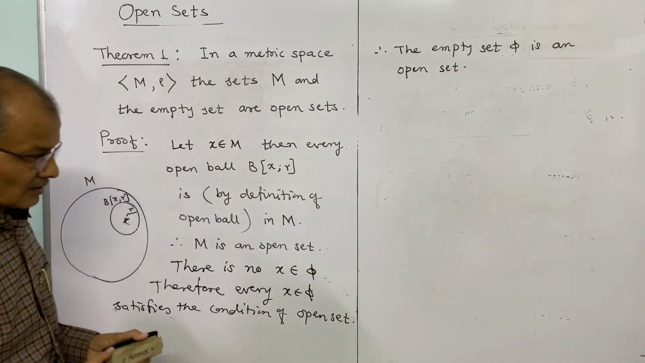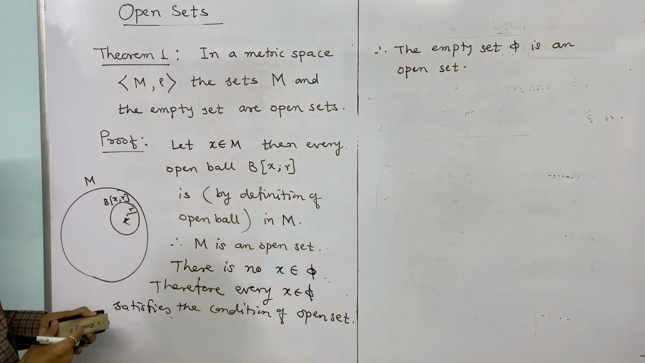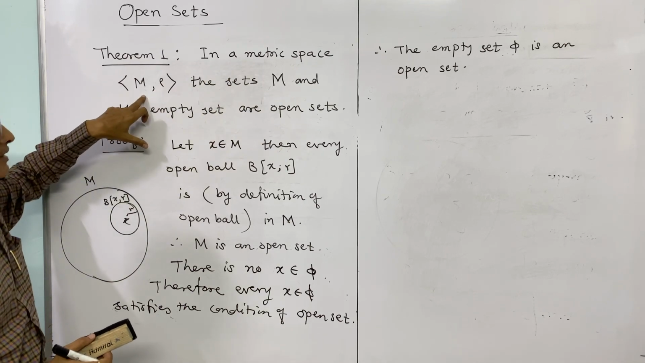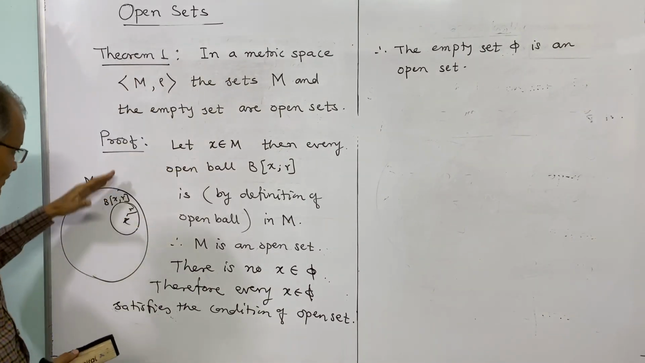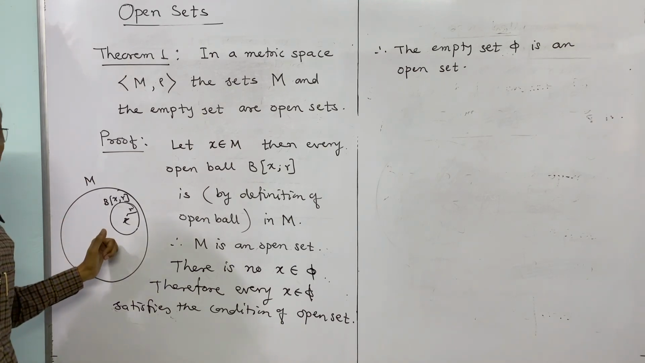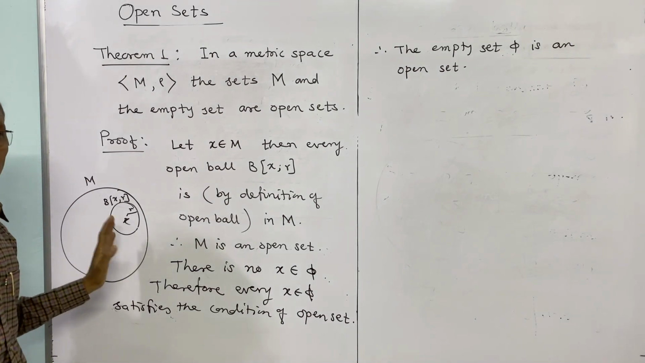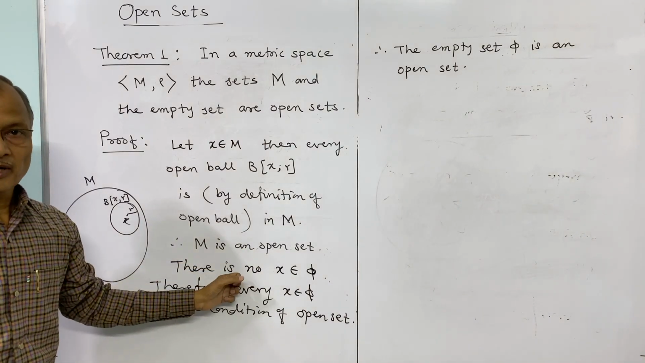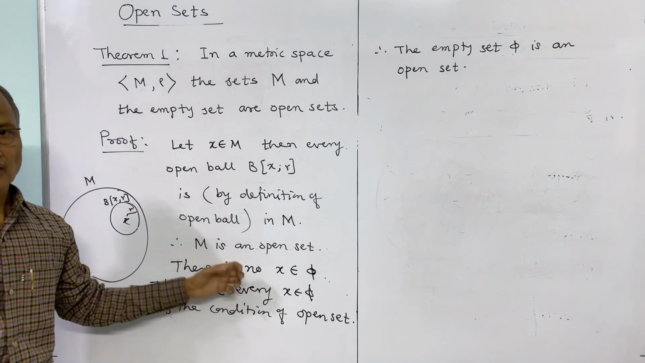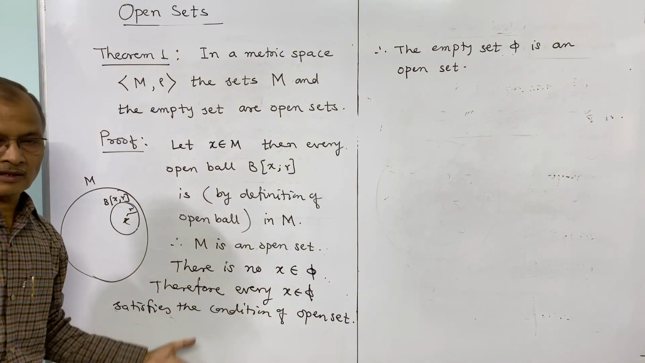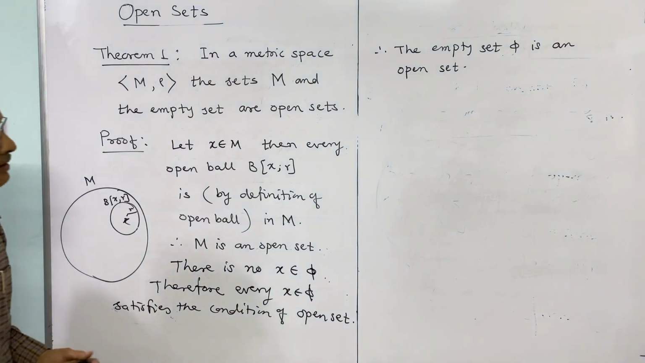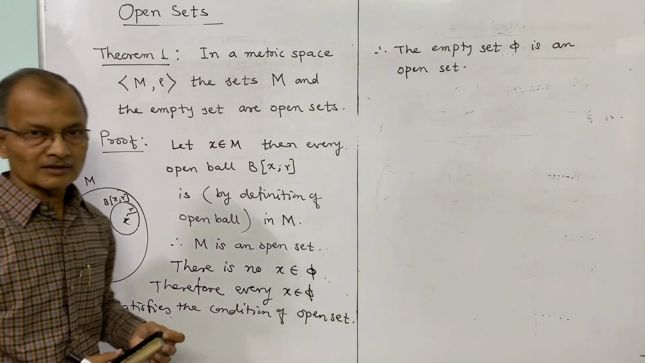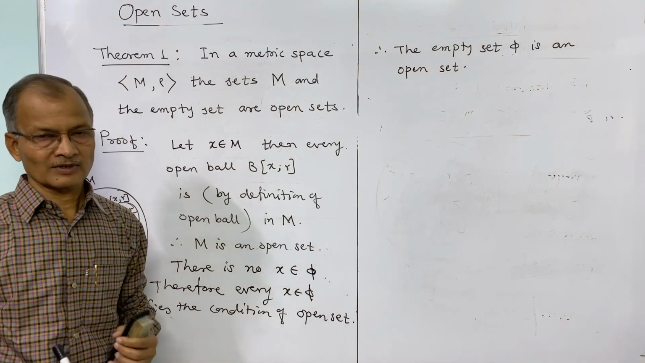This is the first theorem that we have seen. If we consider the metric space M, then the entire space M is always an open set, and the empty set is also an open set. Actually there is no element in the empty set, and therefore every element satisfies the condition of open set. Thus this is our first result. So we have studied some examples of open sets, and the first result.